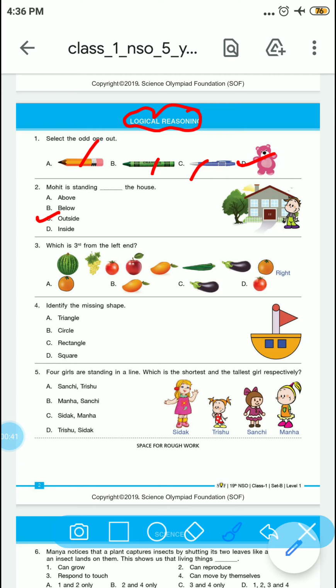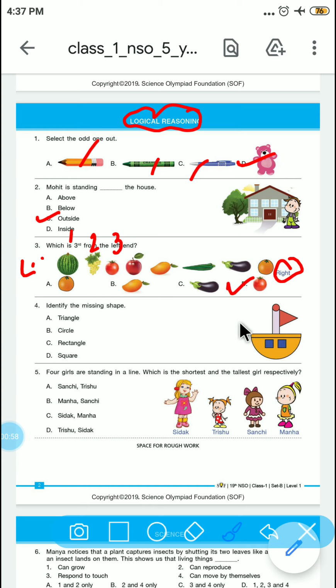Which of the following is third from the left end? So here we have the right end mentioned. So the left one is this one, and first, second and third. So third from the left end will be the option D.